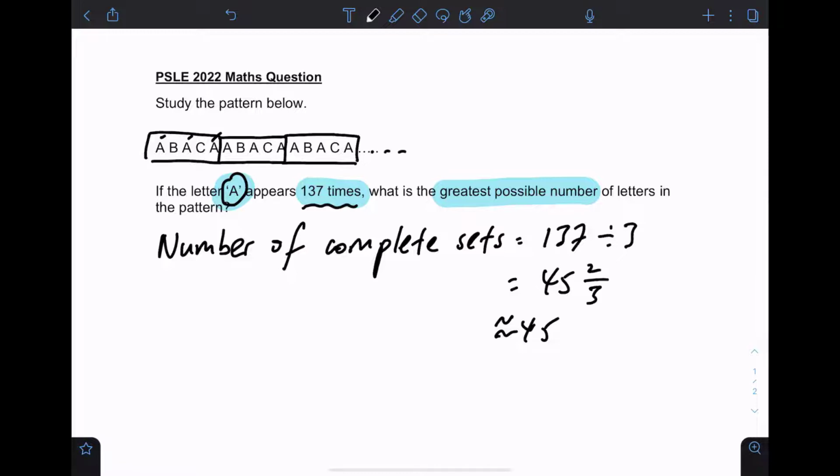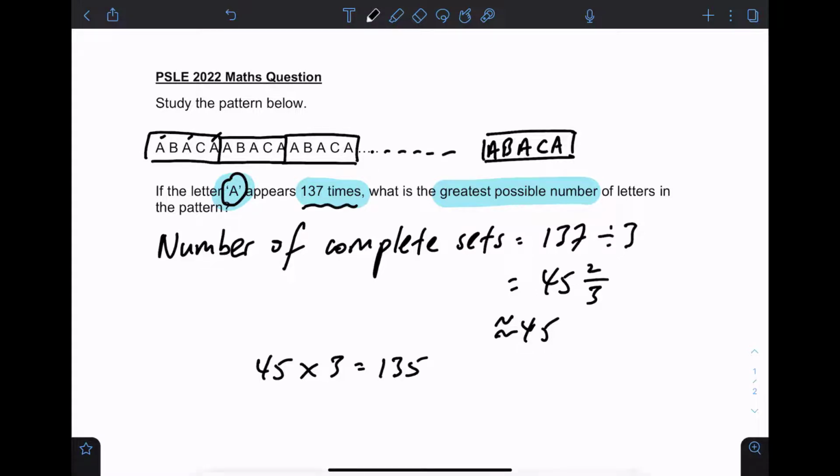So if you go down the list, there will be a 45th complete set. A, B, A, C, A as well. And in 45 complete sets, how many letters of A are there? In each, there are 3. So 45 multiplied by 3. And you'll get 135 letters of A, which means to say, since there's a total of 137 letters of A, there is another 2 more letters of A in the last set.